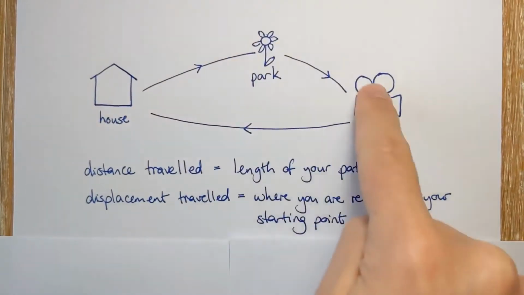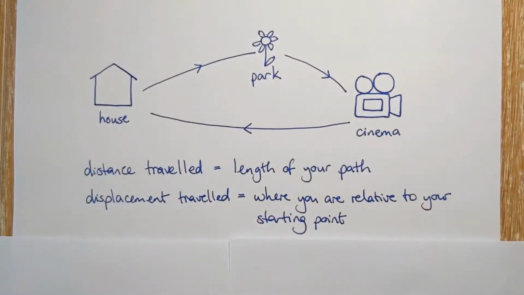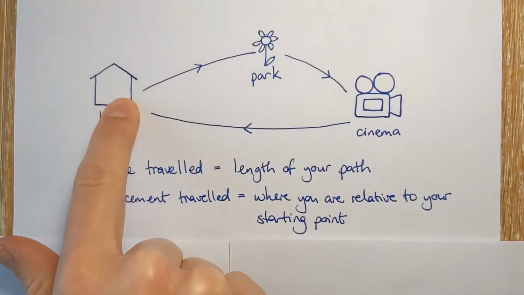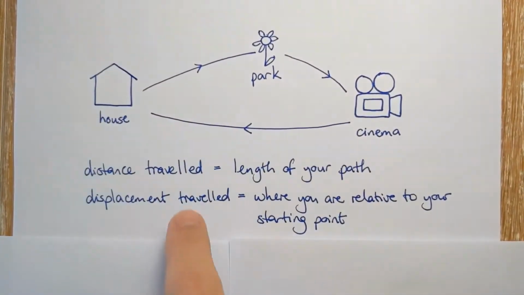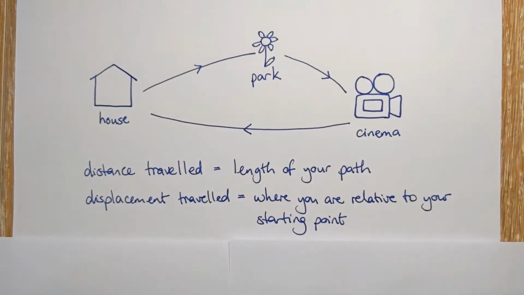Your total distance travelled affects things like how long you're out, how much petrol you use, and the cost of your journey, and your total displacement decides where you end up. So you can see that these quantities are different. There's a reason why we have the difference.